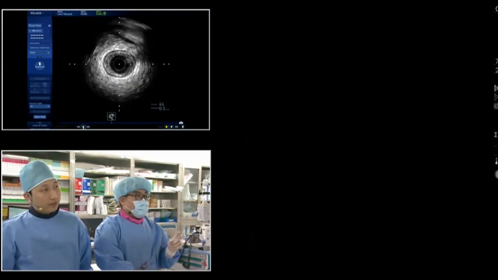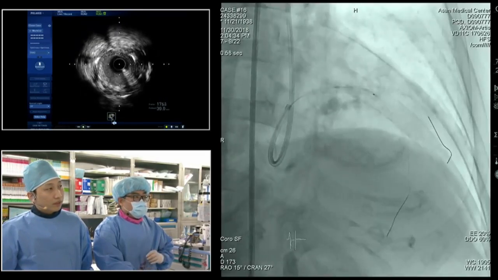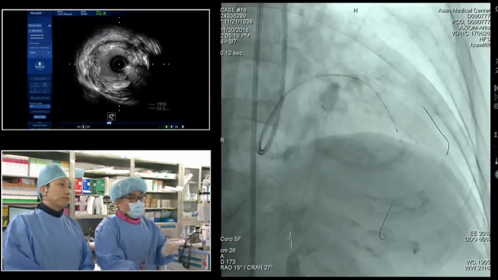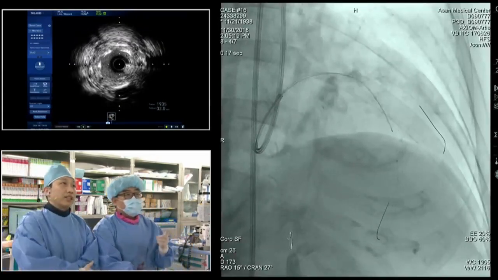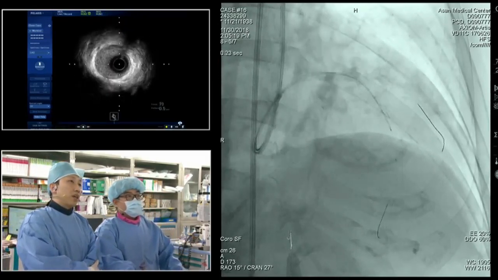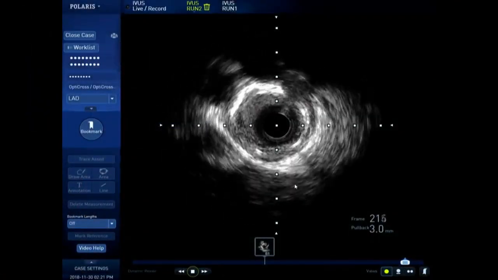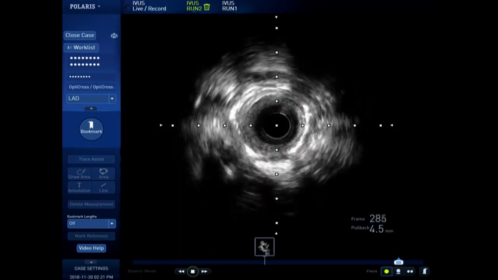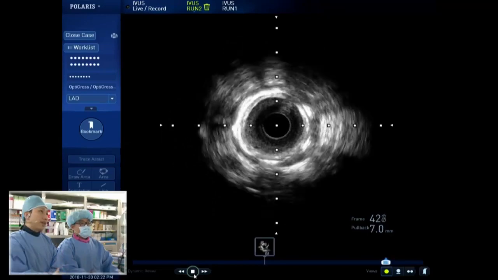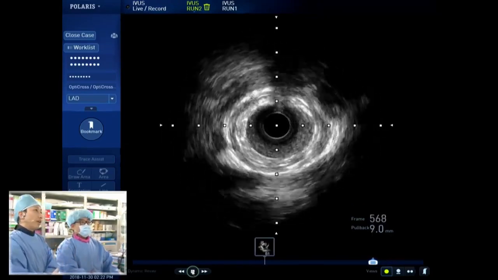So after this diagonal run, we used a 1.25 balloon. The balloon crossed relatively easily and was inflated at 10. And then after this, we ran the IVUS into the LAD. This is the LAD run from the mid-LAD. The mid-LAD shows a nearly normal vessel with a size of 3.0, and this is an old 3.0 Cypher.